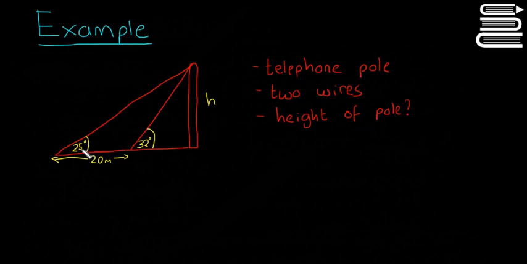Okay, so we know that this is 25 degrees, we know this angle here is 32 degrees, we know that this distance here is 20 meters. Okay, and we want to find H. So the way we're going to start this is by looking at the question. It says telephone pole. That means we can assume that there is a right angle here.